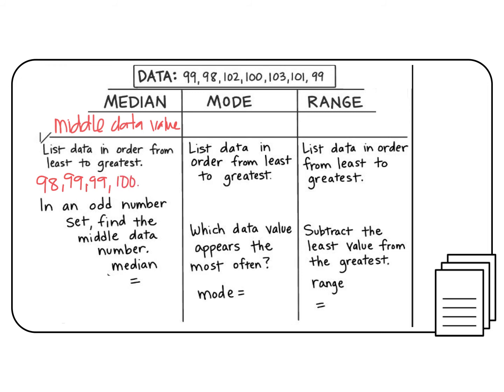100, 101, 102, and 103. So then we need to find the middle by crossing off data from each side. So I'm going to cross off the lowest and the highest, the lowest and the highest, the lowest and the highest. So our middle one is 100. In an odd set, we find the middle. If there is an even number, then we do the same thing, but when we get down to two numbers, we find the mean of those numbers.